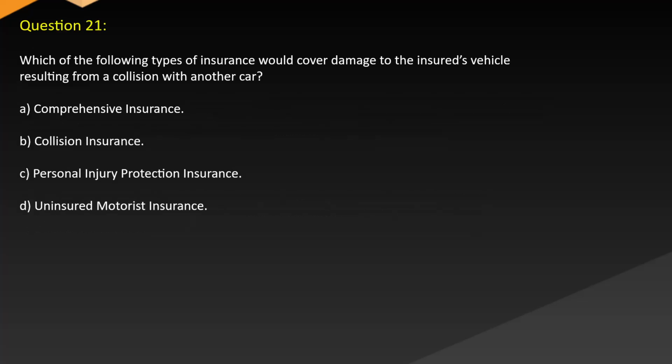Question 21. Which of the following types of insurance would cover damage to the insured's vehicle resulting from a collision with another car? A. Comprehensive insurance. B. Collision insurance. C. Personal injury protection insurance. D. Uninsured motorist insurance.